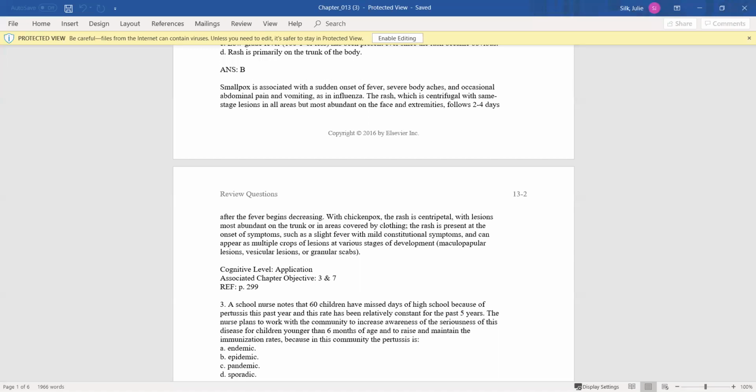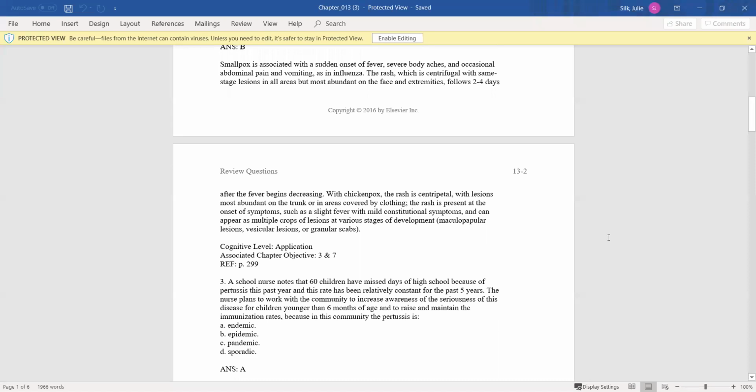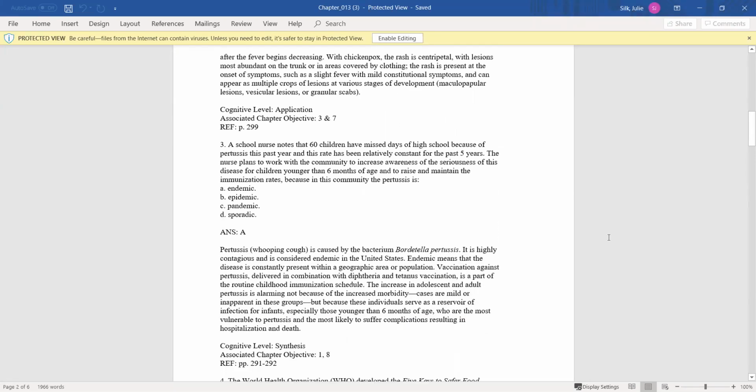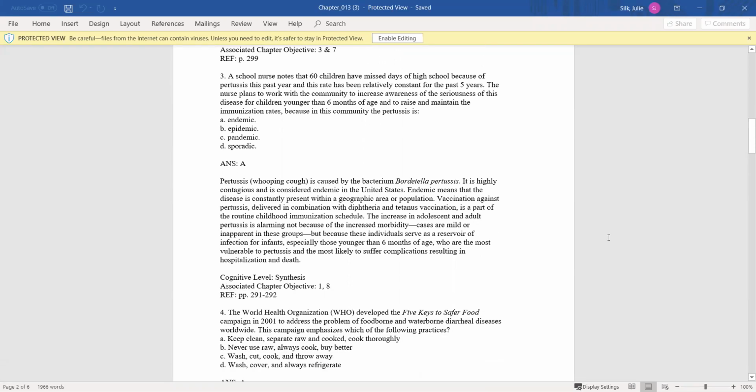A. Yes, it is A. Good job. All right, let's try this one. So the World Health Organization developed the Five Keys to Safer Food campaign in 2001 to address the problem of foodborne and waterborne diarrheal diseases worldwide. This campaign emphasizes which of the following practices? A. Yeah, I would think it would be A.